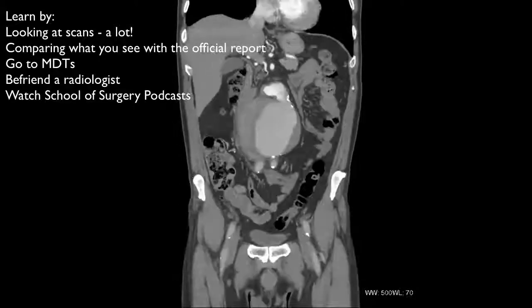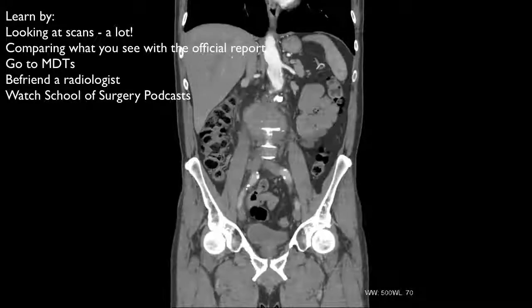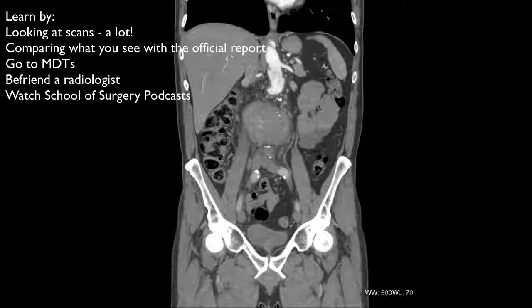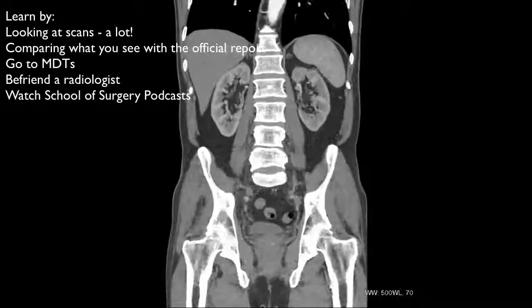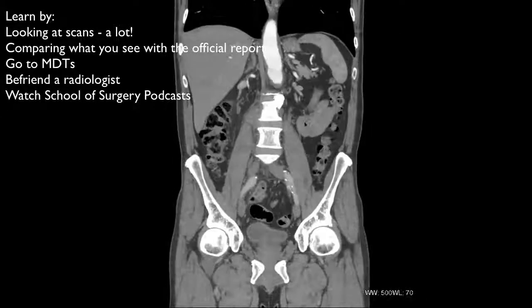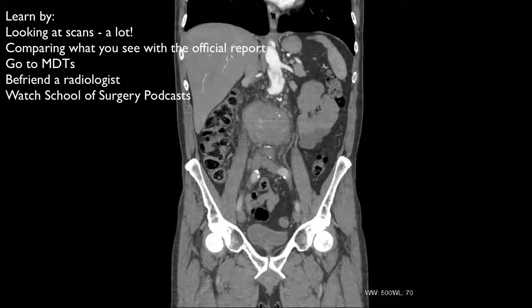The other thing is most images are reviewed in MDT, so MDT is quite a useful way to pick up a lot of knowledge from all the specialties. You'll pick up gems from that. And the other thing is, if you have an interesting scan, take it to your local radiologist. Hopefully they'll be happy to look at it with you, talk you through it and answer any questions. And certainly if you've got an interesting case, they'll probably be quite keen. Yeah, I always found that a great help.